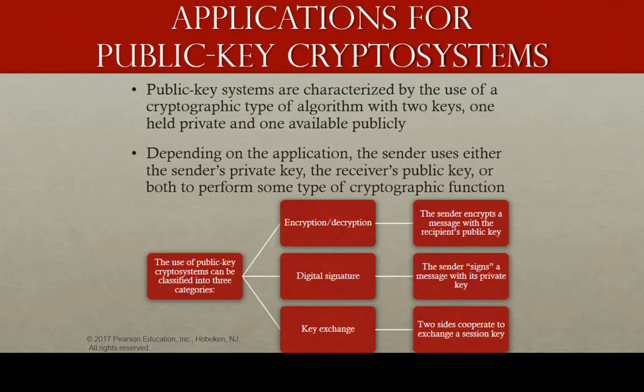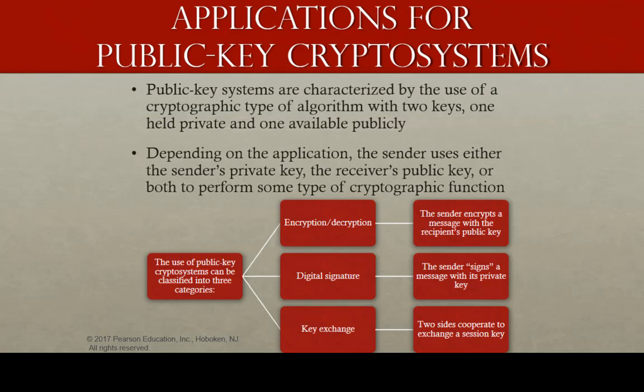Applications for public key cryptosystems. Before proceeding, we need to clarify one aspect of public key cryptosystems that is otherwise likely to lead to confusion. Public key systems are characterized by the use of a cryptographic type of algorithm with 2 keys, one held private and one available publicly. Depending upon the application, the sender uses either the sender's private key, the receiver's public key, or both to perform some type of cryptographic function.